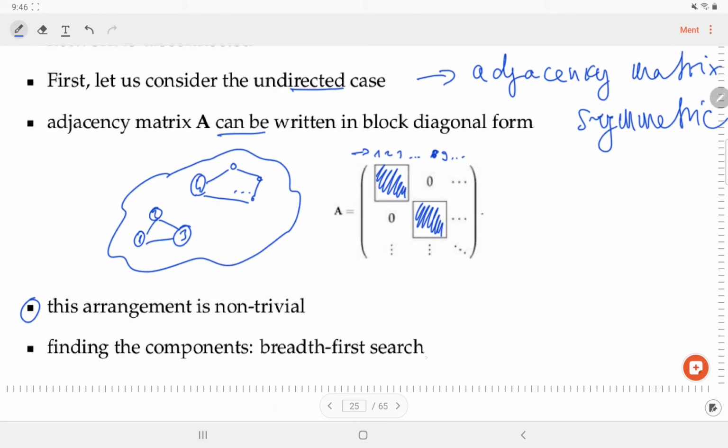The other thing is whether there is an algorithm to find the components in the graph, and the answer is yes.